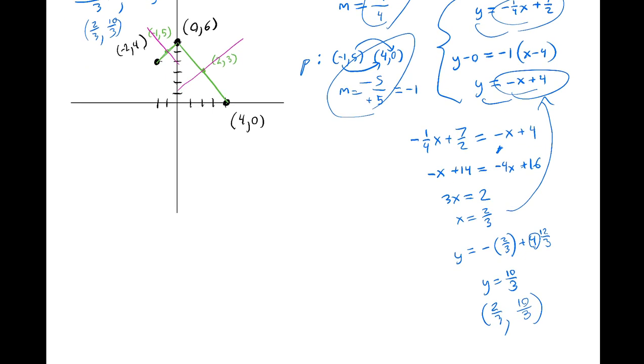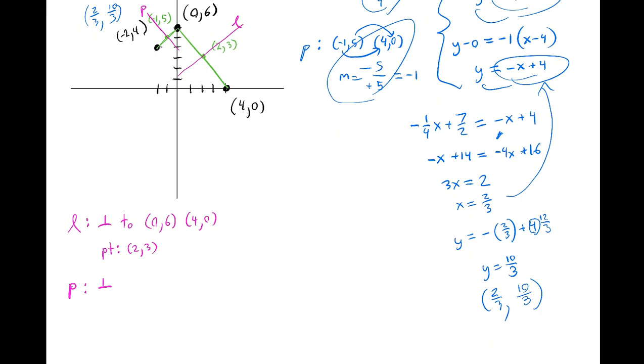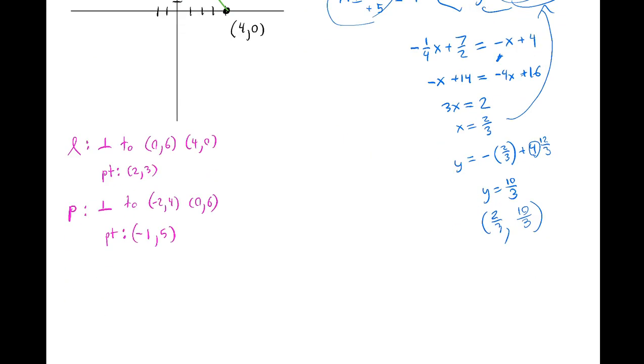So what I have is, let's call this one L and this one P. Okay, so L is perpendicular to the line between (0, 6) and (4, 0), but it passes through the midpoint, which is (2, 3). And then P, separately, is perpendicular to the line between (-2, 4) and (0, 6), and it passes through the midpoint (-1, 5). So now all I need to do is find the equations of these lines and see where they intersect. All right, well, let's do it.